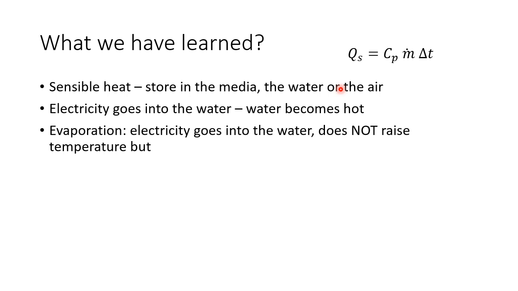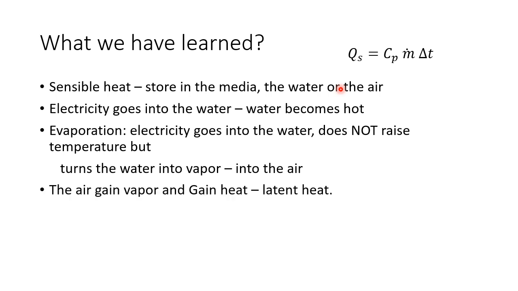Okay, and if the temperature doesn't change, for example, when we boil the water and the temperature reaches 100 degrees, it doesn't go further, so the temperature doesn't change, and the sensible heat doesn't change. However, the electricity going into the water becomes latent heat. Latent heat means it turns water to vapor. Okay, so turning water into vapor is latent heat.